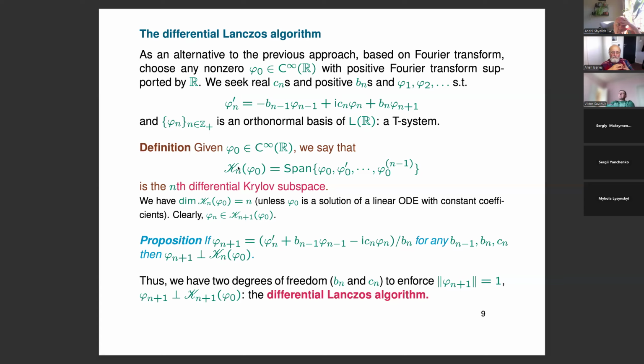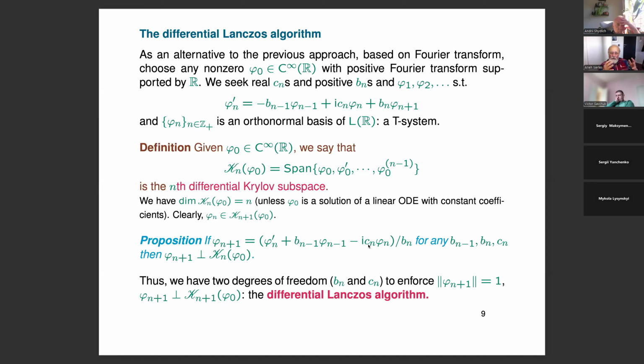And now the following proposition is true. So go back to this equation. Suppose that we know phi(n-1) and phi n. Bn is positive, so we can recover phi(n+1) from this equation. So phi(n+1) is phi n derivative plus B(n-1) phi(n-1) minus i Cn phi n, all this divided by Bn.